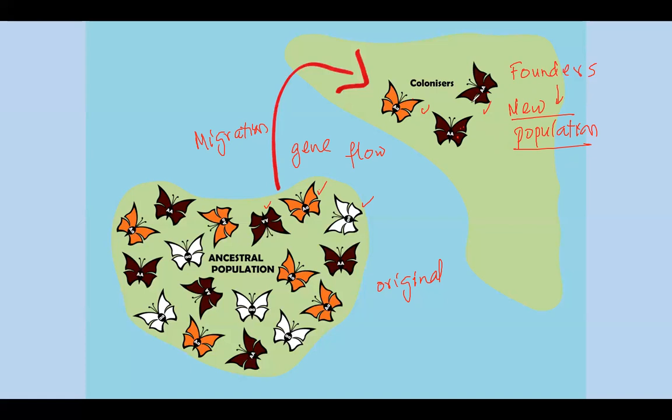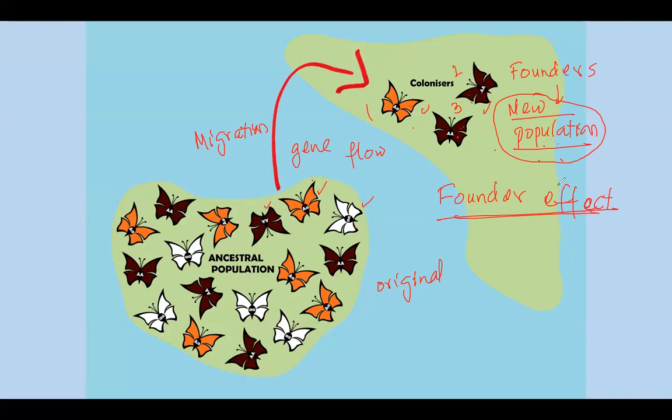The alleles in the founders will be visible in the new population. What are the alleles? Alleles for brown, alleles for the orange color. Those will be visible in the new population. So this effect is called founder effect. Who are the founders here? 1, 2, 3. After many years, their number will increase. Even if their number increases, you will not find a white one in the new population, and that effect is called founder effect.